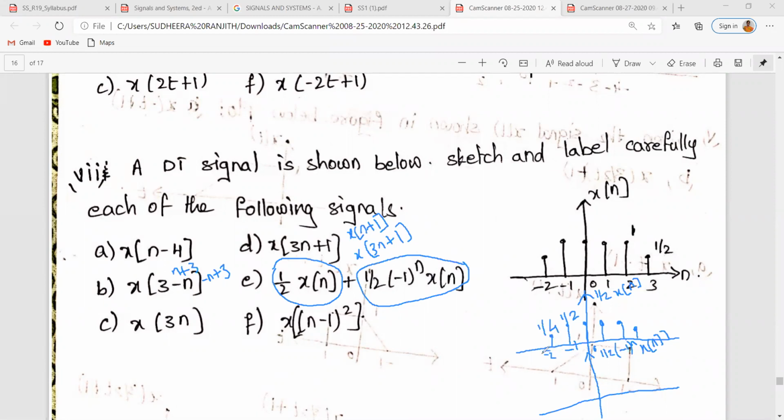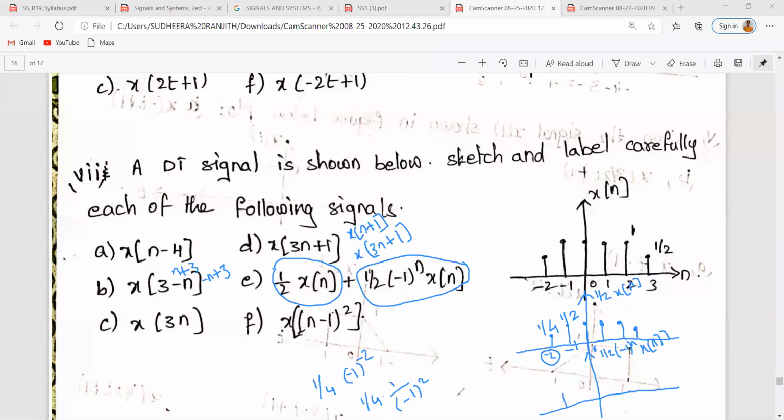At this instant of time, n value is minus 2. So half into x of n value is 1 by 4 into minus 1 whole power n value is minus 2, right? Means 1 by 4 into minus 1 whole square is plus 1. So this should be 1 by 4.